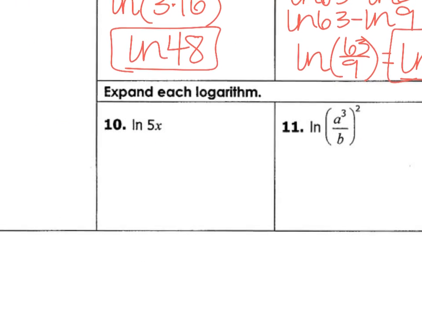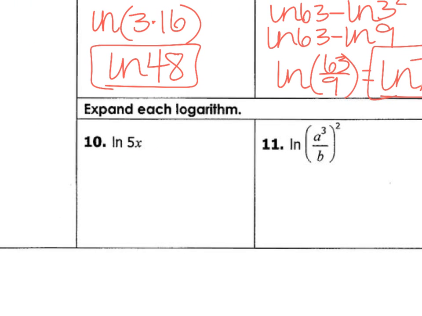All right, and then if we want to expand, it's the same idea. We're just using the product property again. Just like common logs, same thing with natural logs. So this is 5 times x, so we would rewrite this as natural log of 5 plus the natural log of x.